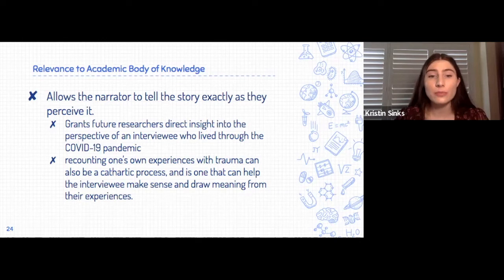Oral history has also been known to help individuals who are going through traumatic experiences by recounting one's own experience with trauma. Oral history thus can be a cathartic process and allow interviewees to make sense and draw meaning from their experience. Living through COVID-19 is undoubtedly a traumatic experience, and thus through their interviews, my narrators, I hope, were able to draw meaning from their experience by recounting them.